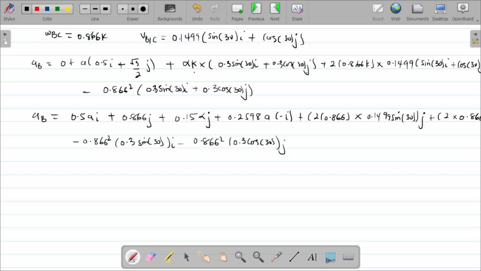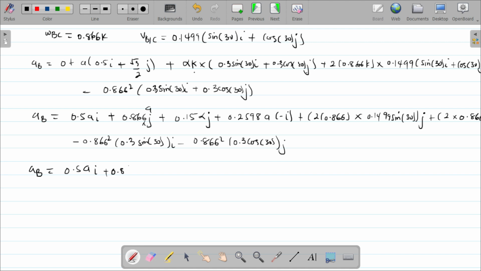Okay, so that would mean a_B is equal to 0.5 a i plus 0.866 a j, sorry, a. The a didn't come up here. I was supposed to get a here because we are using this to expand this.